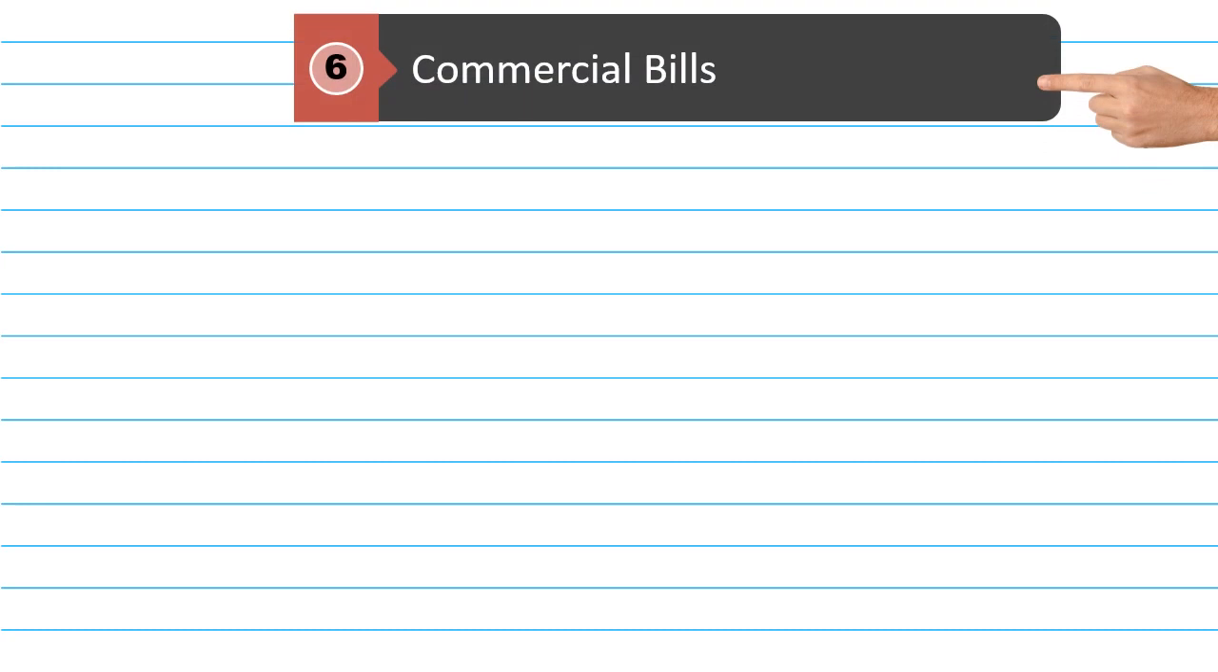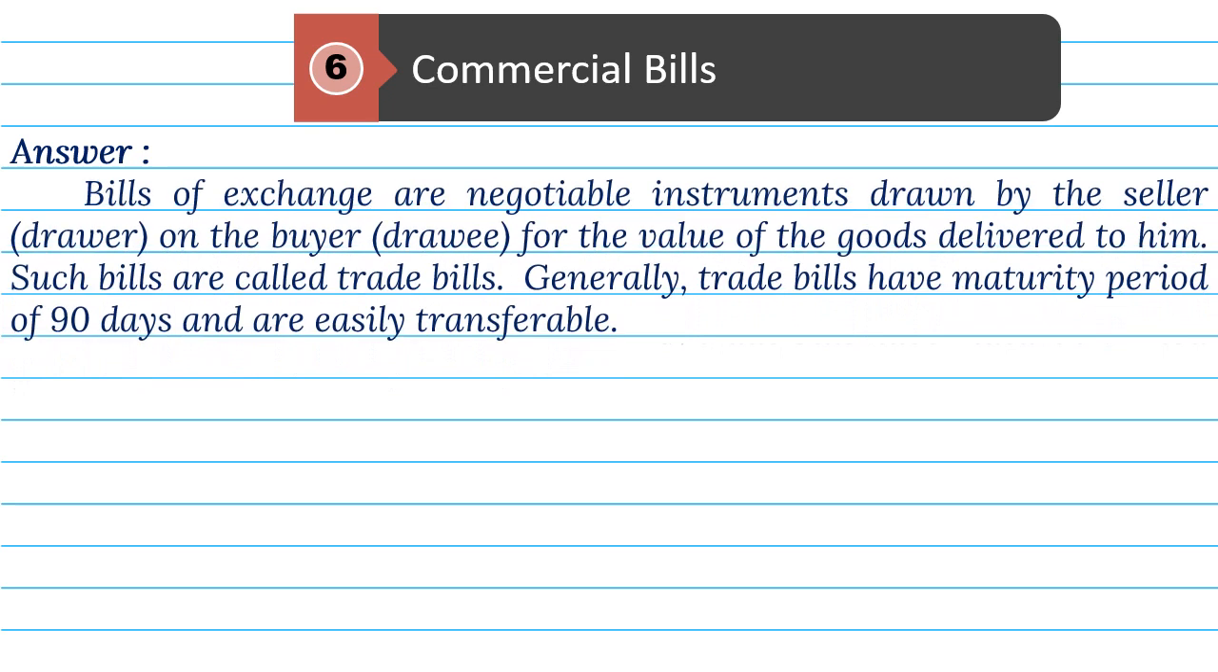6. Commercial bills. Answer. Bills of exchange are negotiable instruments, drawn by the seller, drawer, on the buyer, drawee, for the value of the goods delivered to him. Such bills are called trade bills. Generally, trade bills have maturity period of 90 days, and are easily transferable.